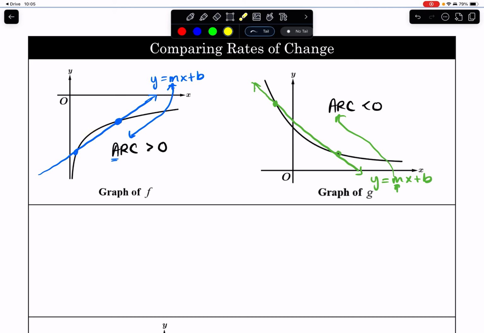So in terms of which graph has a larger rate of change, well, that will obviously be this one, because positive numbers are bigger than negative numbers. So f will have a bigger value there, okay?